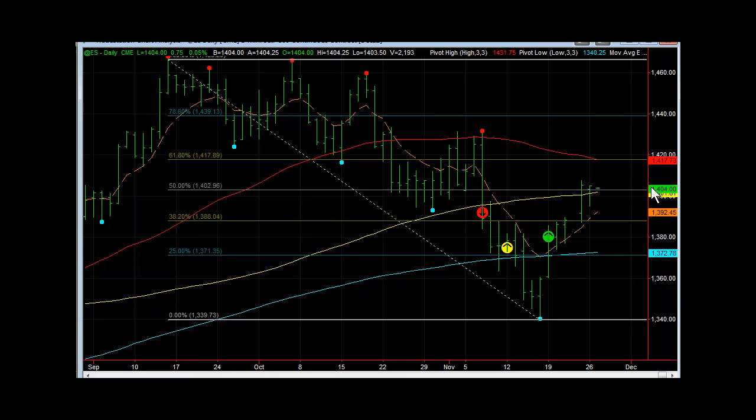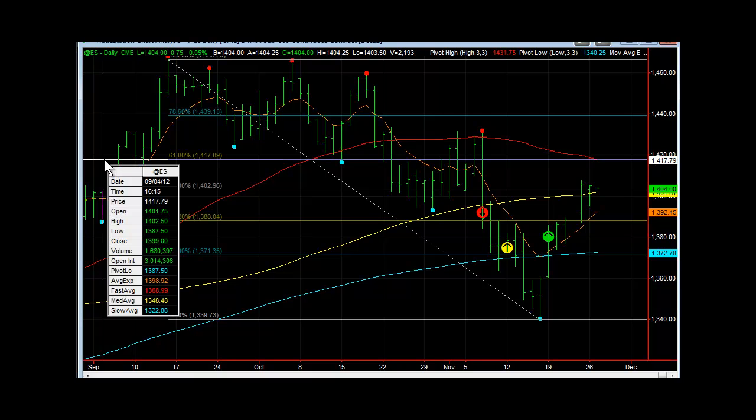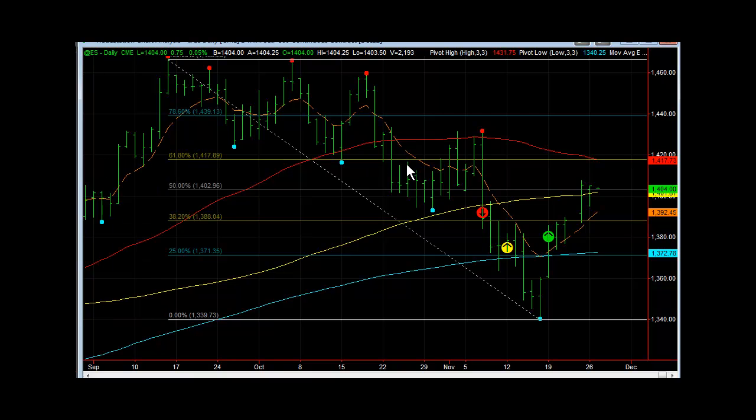So if we consolidate here a little bit longer, it looks like it's going to move and try to retest up here to the 618 right there, which comes in at 1417, and you can see all the resistance coming in here. So this is kind of the target zone here from 1402 to 1417. When it gets up to 1417, you also have the 50-day moving average up here. So we'll see how it goes, but right now the market's holding up quite well.